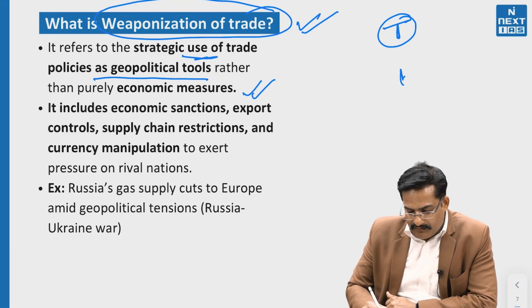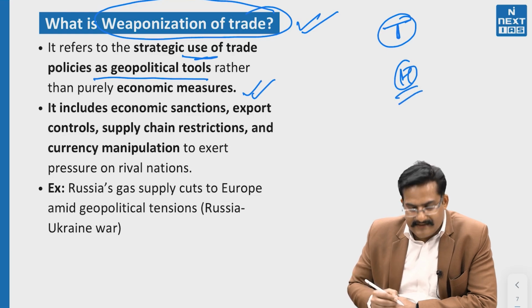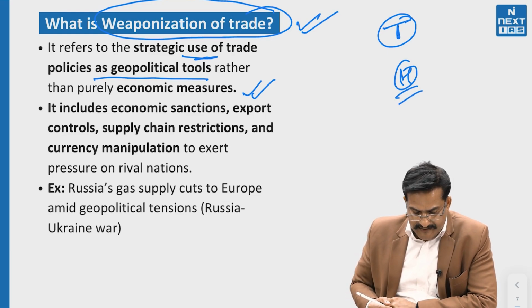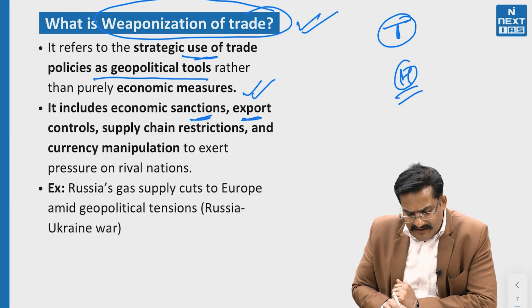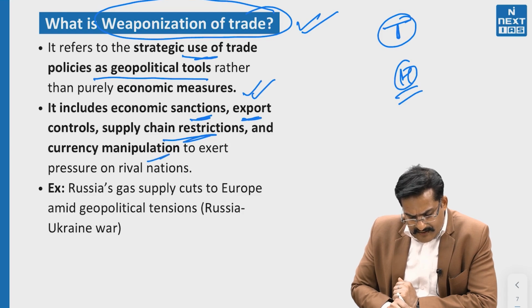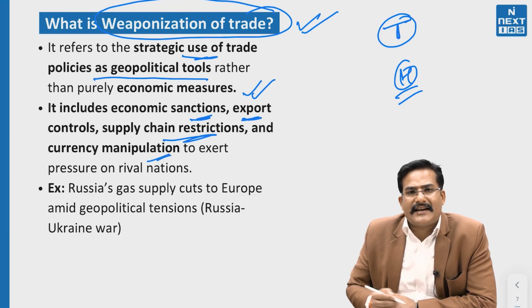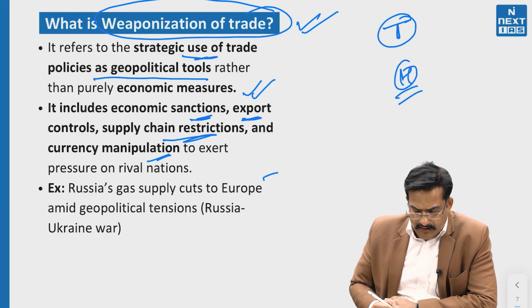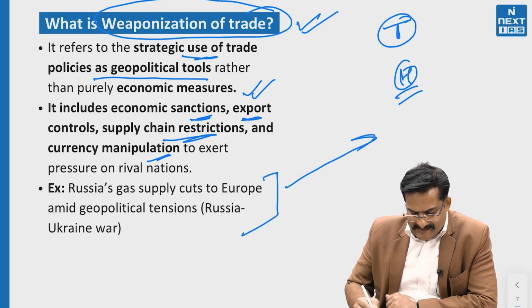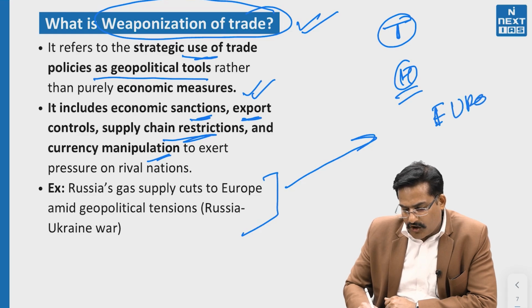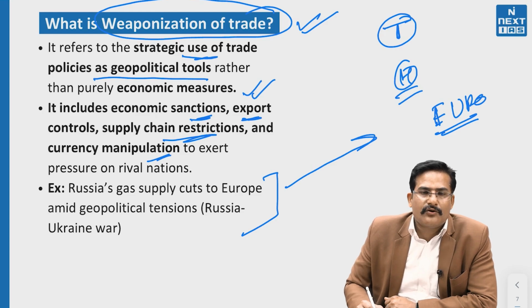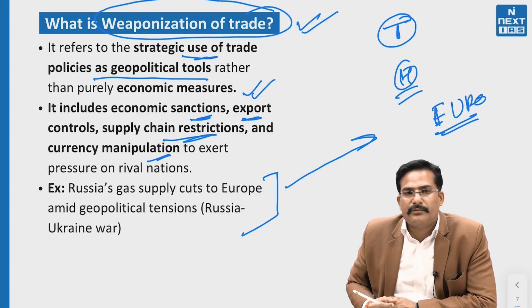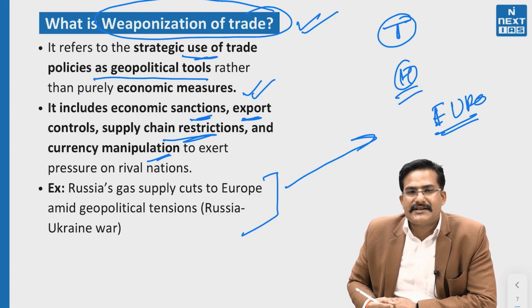And we have given the example of Huawei and other things, right? It may also include economic sanctions, export controls, supply chain restrictions, and currency manipulation, like China does this frequently, right? We have the recent example when Russian gas supply to Europe was stopped, and winter is coming, which became quite a realistic scenario in Europe, right? Because they are largely dependent on what?